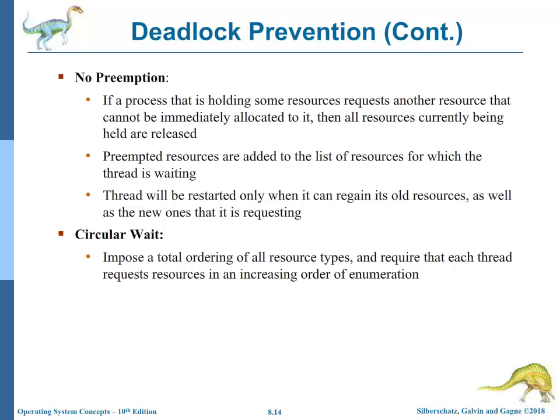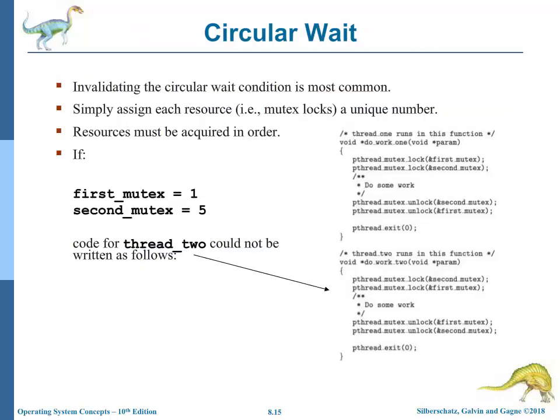Circular wait also requires that every process requests resources in increasing order of enumeration. We will talk more about circular wait in the next slide. To prevent circular wait, we assign each resource, for example, mutex locks, a unique number. In this example, we assign 1 to first mutex and 5 to second mutex. And the resources must be acquired in order.